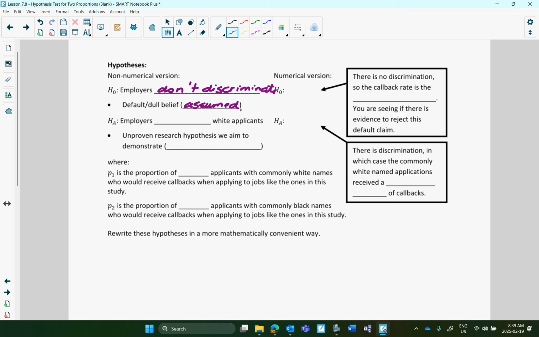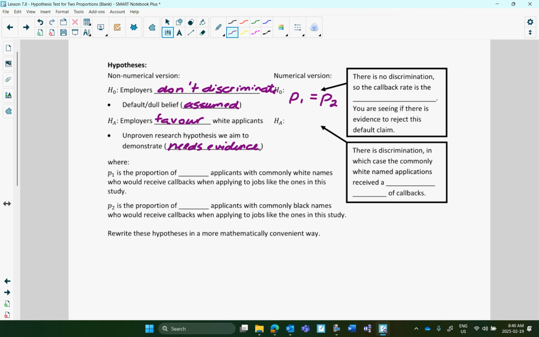And then numerically, we could say, and remember this applies to the population now, the proportion of callbacks for white will equal the proportion of callbacks for black, because there's no discrimination. They equal each other. But then the claim, the alternative hypothesis, is that employers favor white applicants. Okay? It's unproven as of yet. We need evidence. And that's where the statistical calculation comes in.